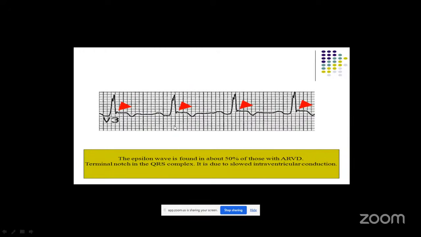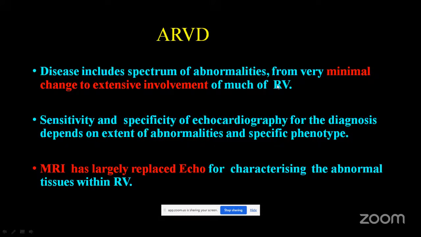It is due to the slowed intraventricular conduction, that will lead on to aberrancy. And ARVD, the disease includes the spectrum of abnormalities from very minimal change to extensive involvement of much of the RV. Sensitivity and specificity of echocardiography for the diagnosis depends on the extent of abnormalities and the specific phenotype. MRI has largely replaced echo nowadays for characterizing the abnormal tissues within the RV. The abnormal tissue characterization is very easily possible in the MRI.